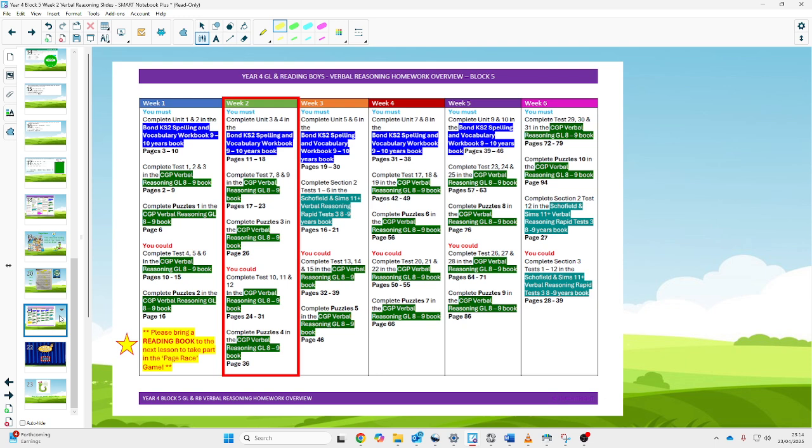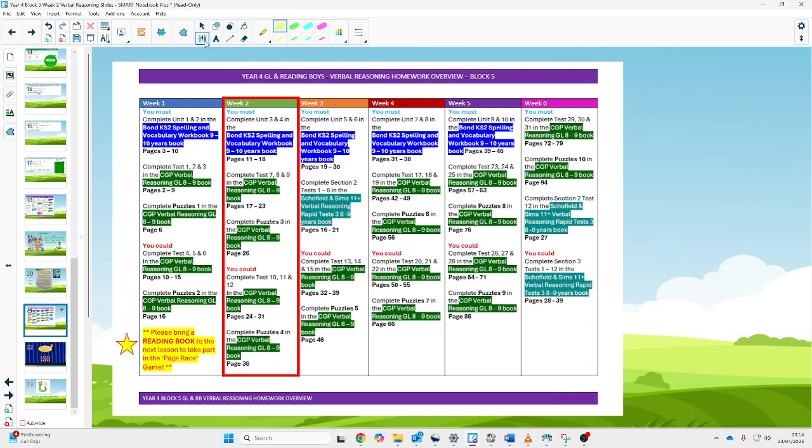One of the things we would also like you to do before the next lesson is please complete your homework tasks. So this will be week 2. You need to have a look at units 3 and 4 in the Bond Key Stage 2 Spelling and Vocabulary Workbook. That's a really fun book, really develops your vocabulary. You've got all the words down the side, and you need to do pages 11 to 18.